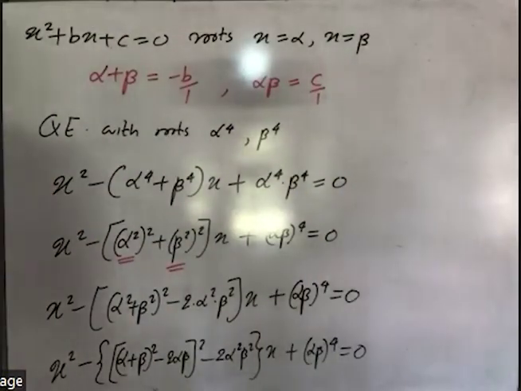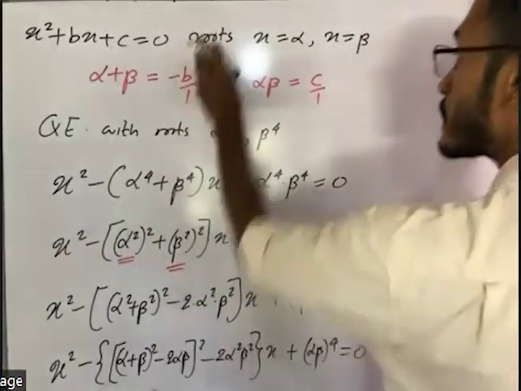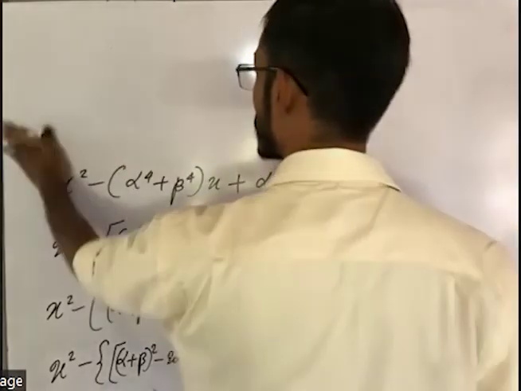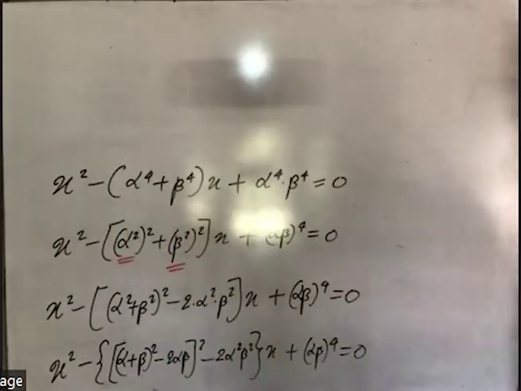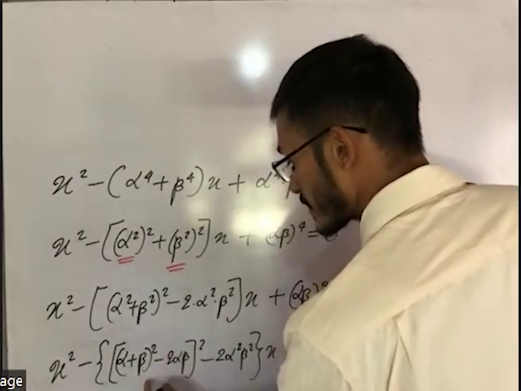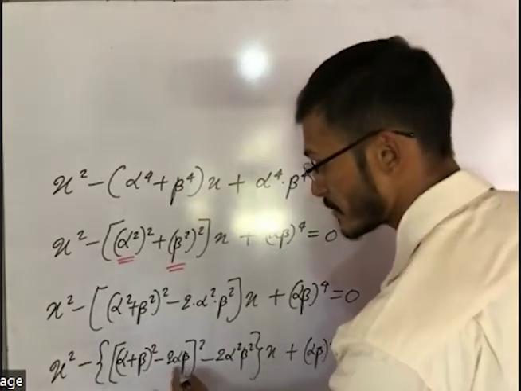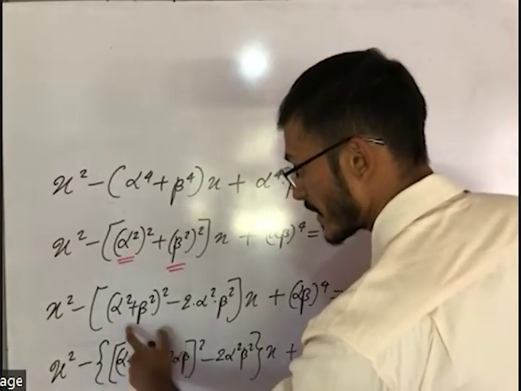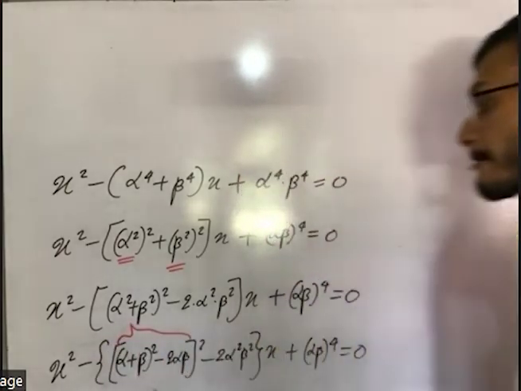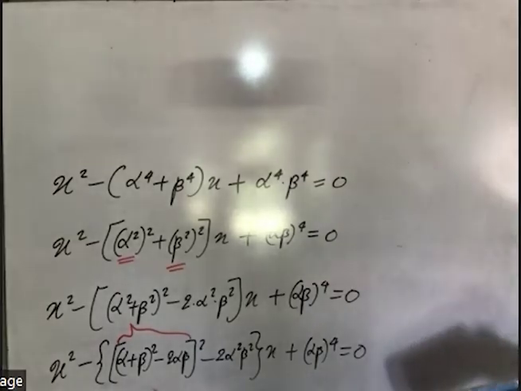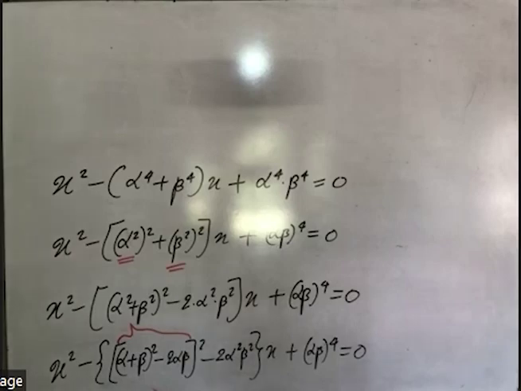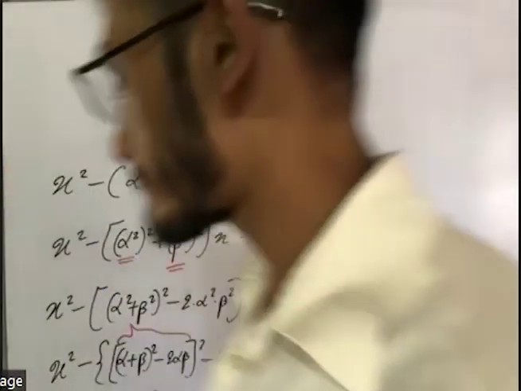Right. Now look at this. If you expand this, you will get alpha square beta square plus 2 alpha beta. So plus 2 alpha beta and minus 2 alpha beta will cancel. So from this you will get the same value as this. Then you can write this in terms of b and c.